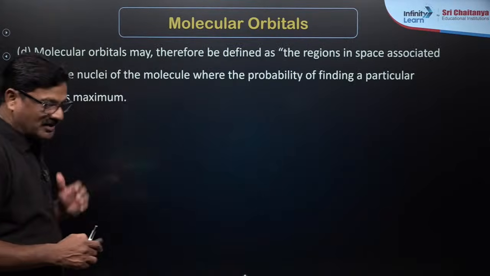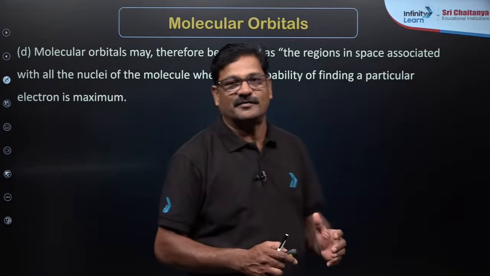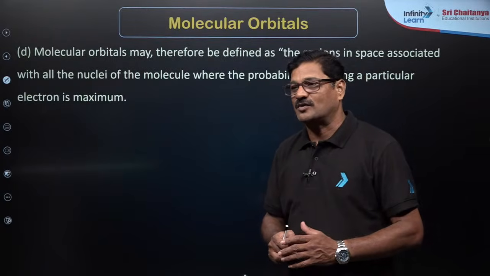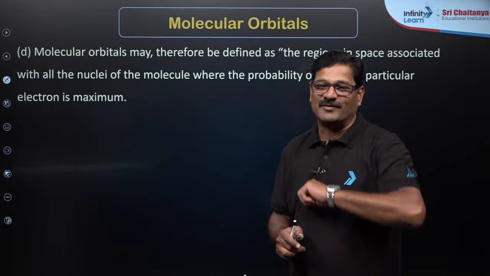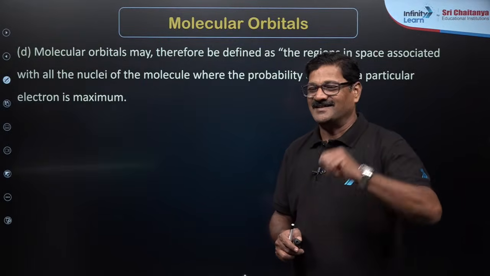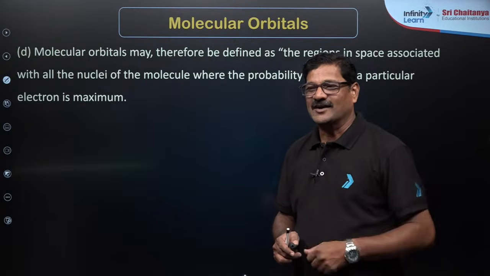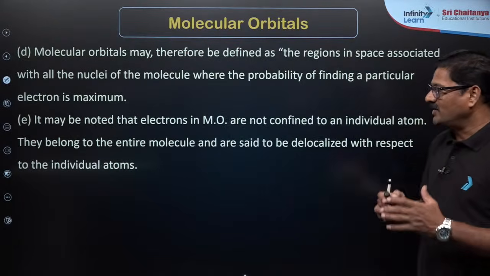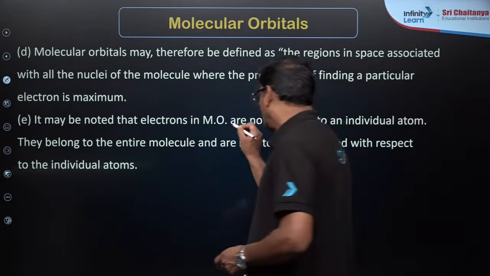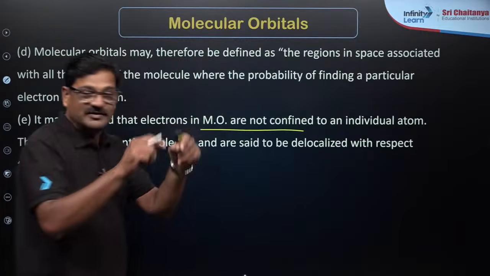The region where the probability of finding an electron is maximum is called an orbital. Hi Geeta Madri, how are you? One thumbs up. Okay.